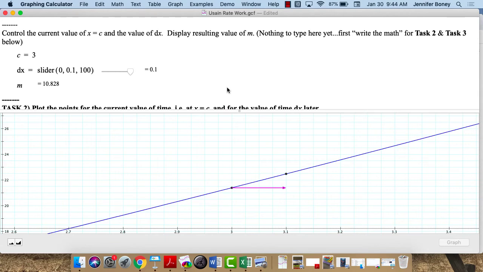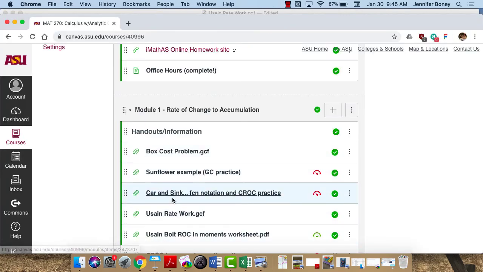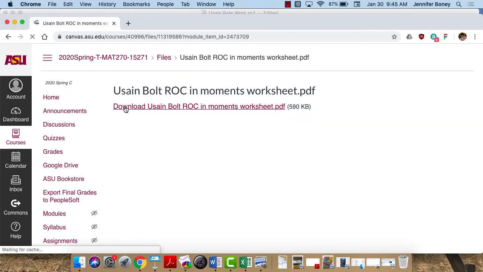What we just did was the line across from C, insert value of x equals 3. We went through, and we've already done the hard part. We've done all the pre-programming to make different values. So let me see if I can find, I'll just pull this up from Canvas. Let's see, Usain Bolt, rate of change worksheet.